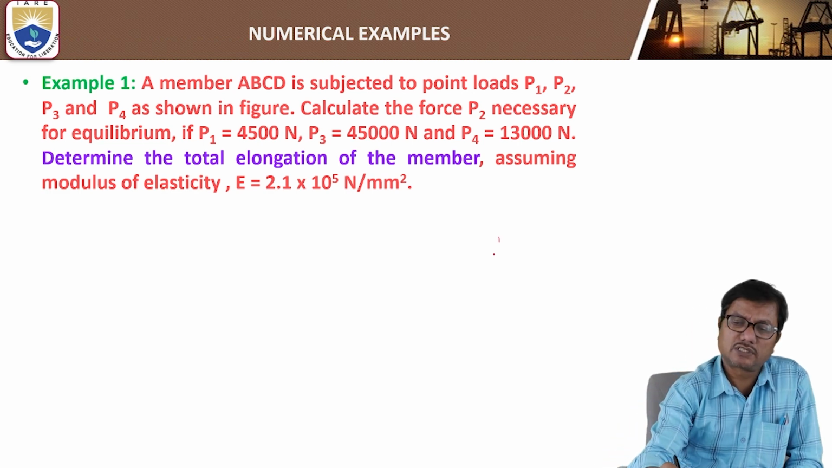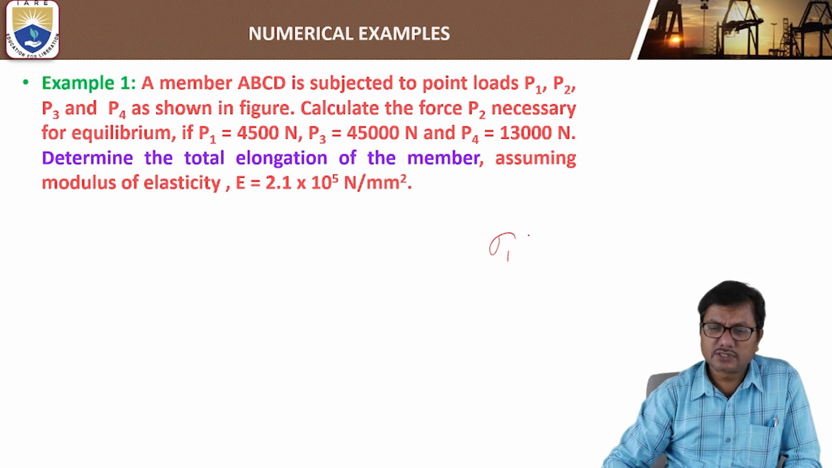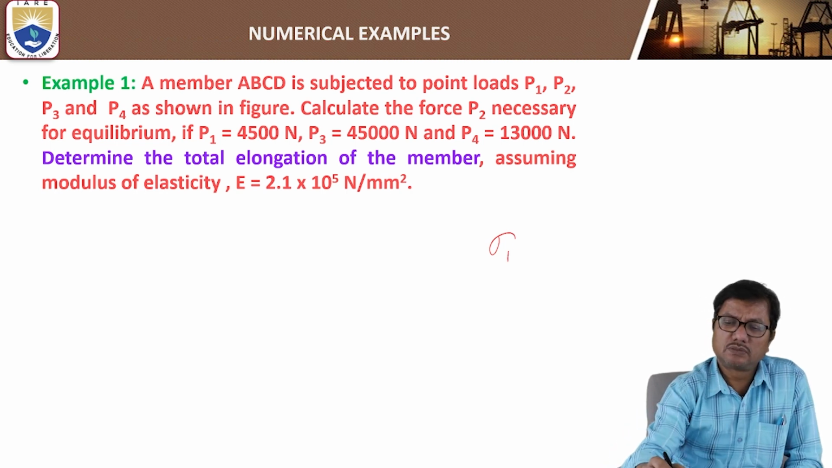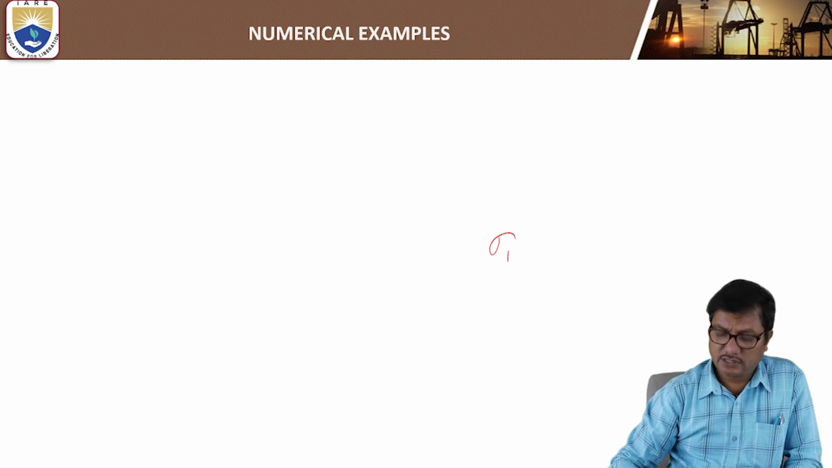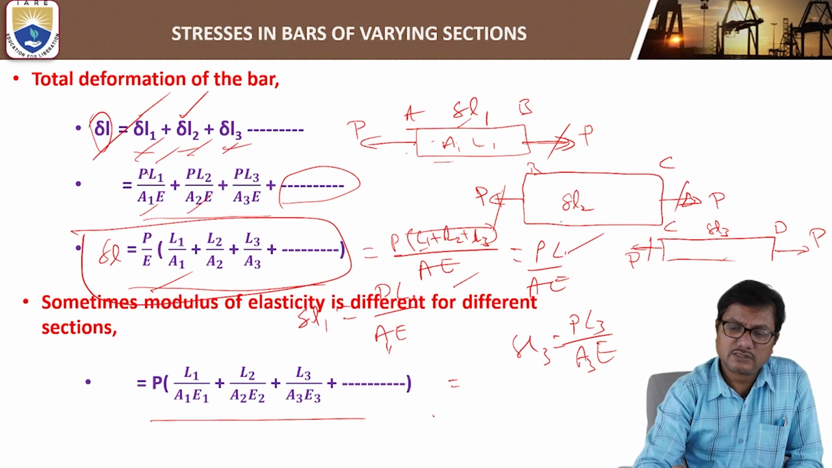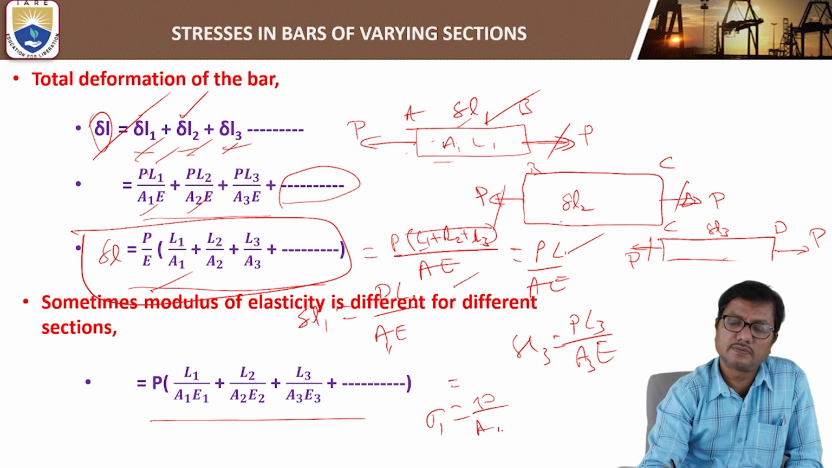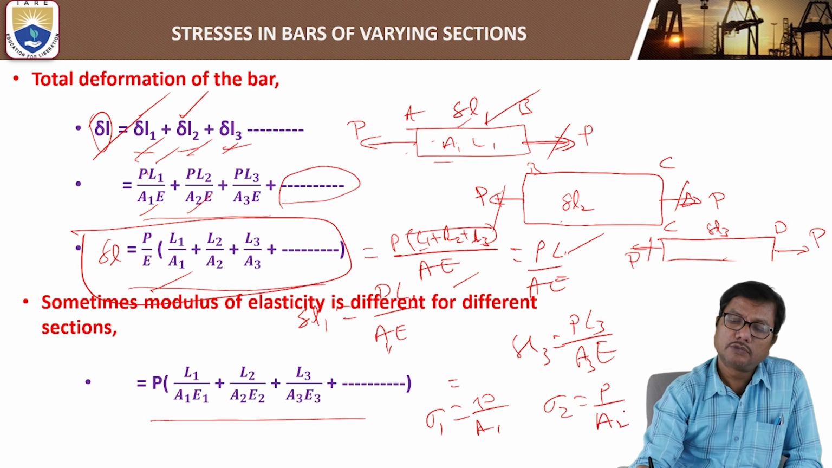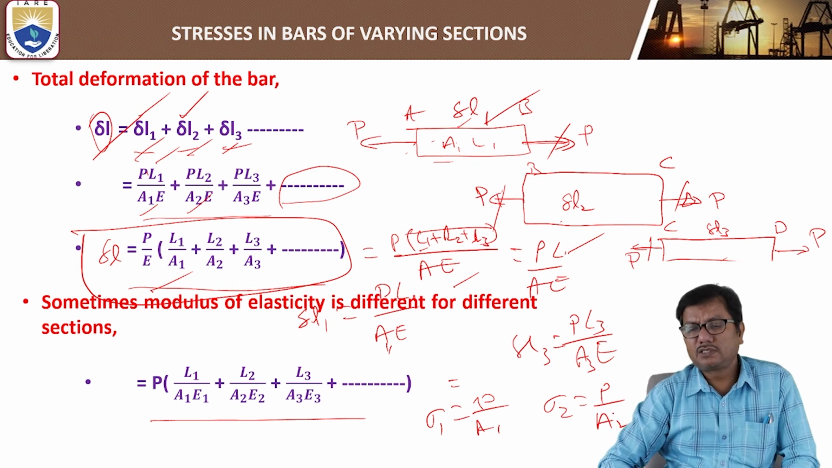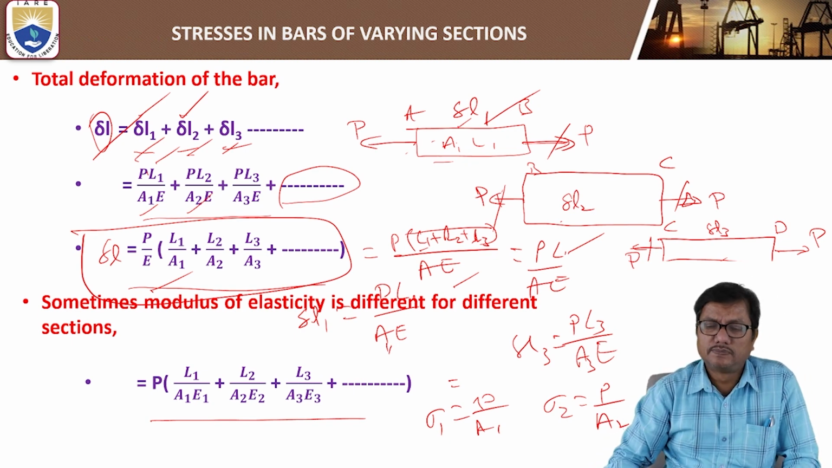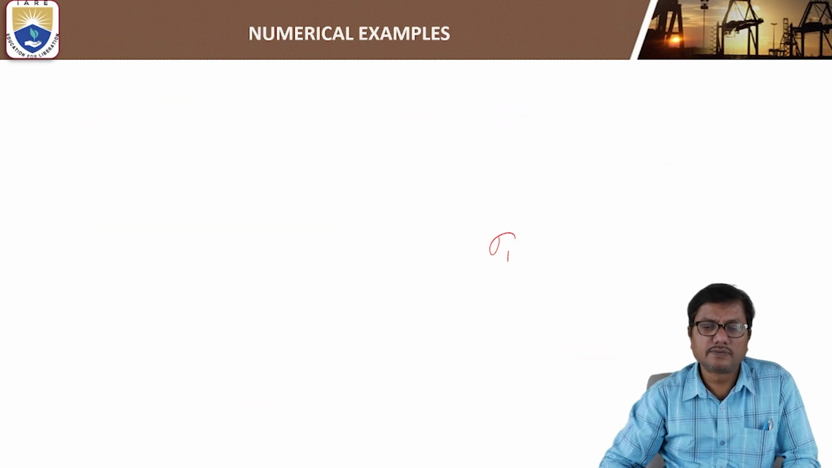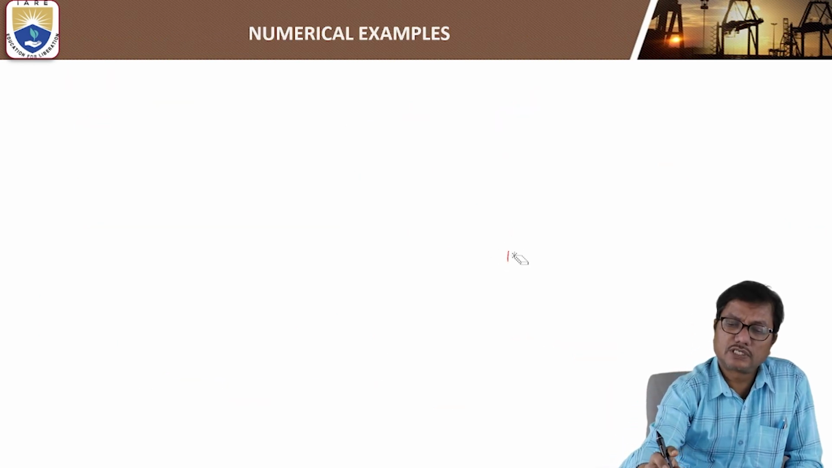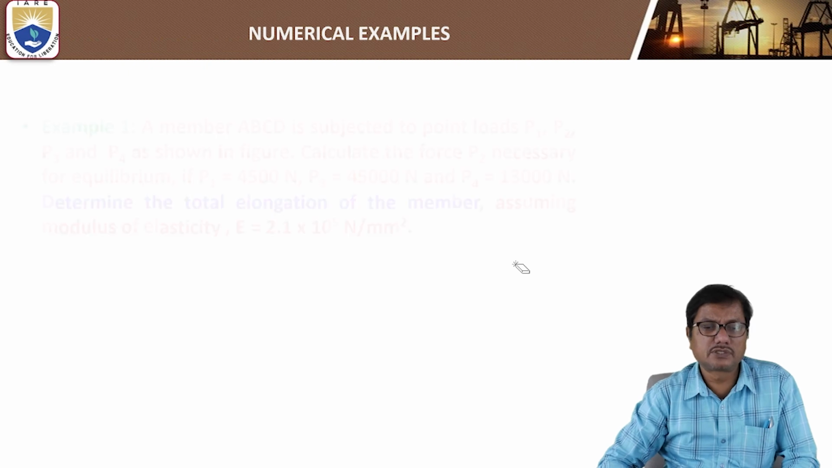And coming to the stresses in members, sigma 1, the stress in portion AB, is P by A1. Similarly, sigma 2 is P by A2, and so on. Is this clear? Next, let us consider some numerical examples.